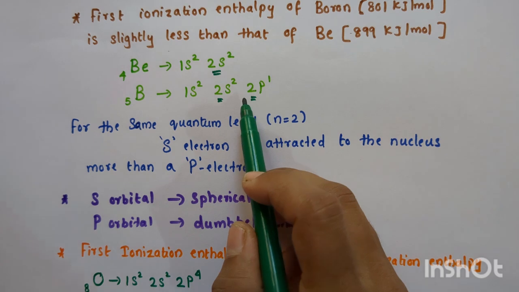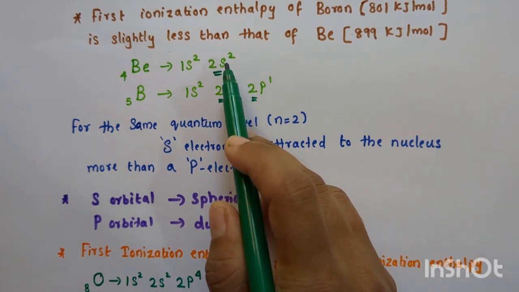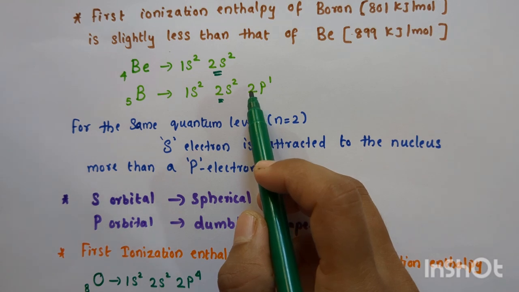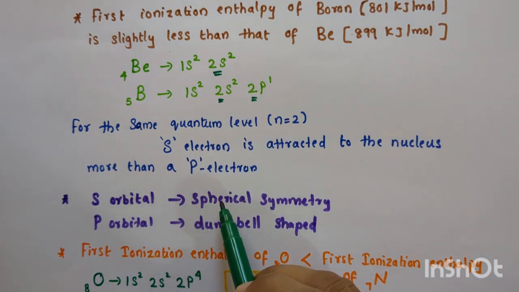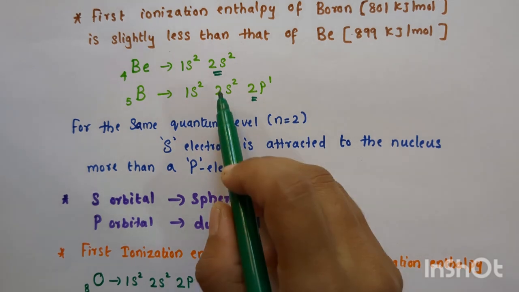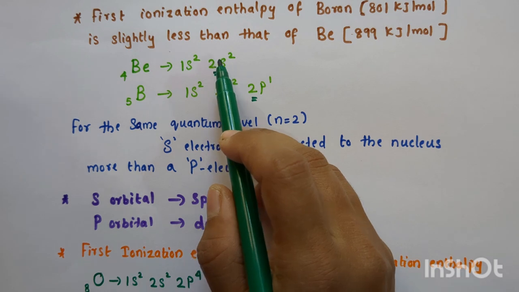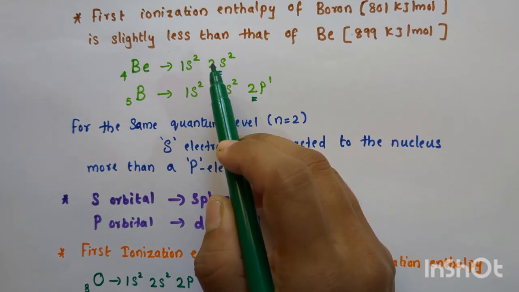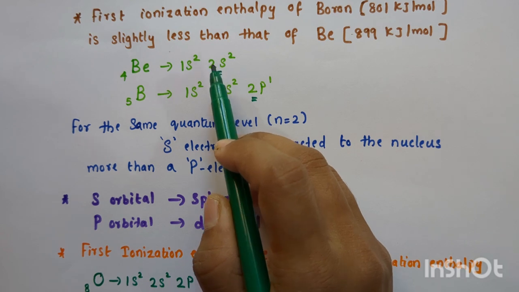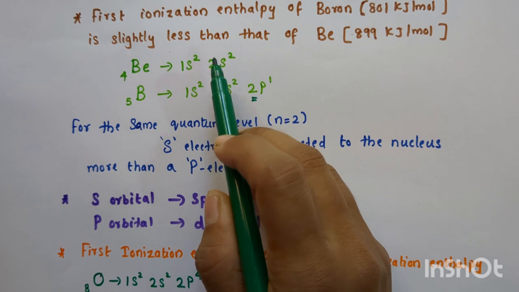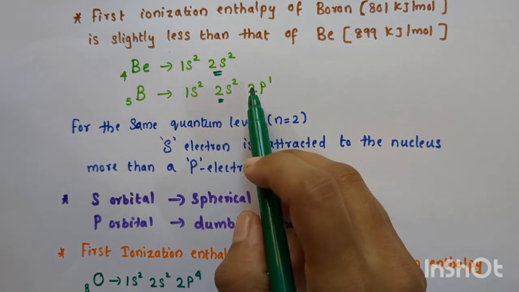See, the penetration of a 2s electron to the nucleus is more than that of a 2p electron, because s orbitals have spherical symmetry which allows closer approach to the nucleus, and 2s electrons will experience stronger nuclear attraction and they are tightly bound and have higher ionization energy. So more energy is required to remove an electron from the 2s orbital than from the 2p orbital.